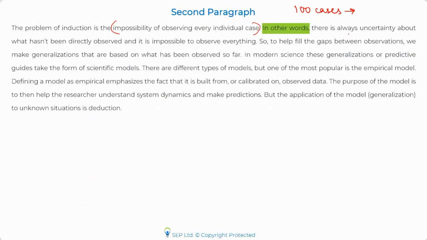In other words, there is always uncertainty, doubt about what hasn't been directly observed, and it is impossible to observe everything. Now, this line tells me two very important aspects. One, it says you cannot observe everything. That means by using induction, you cannot observe all 100 cases. And what does the second point mean? There is always uncertainty about what hasn't been observed. Let's say out of these 100 cases, if 70 cases can be observed and 30 cannot be observed, then there will always be uncertainty about these 30 cases. That is what this line is telling me.